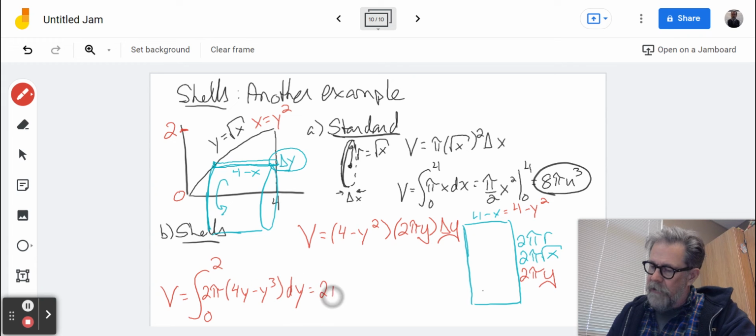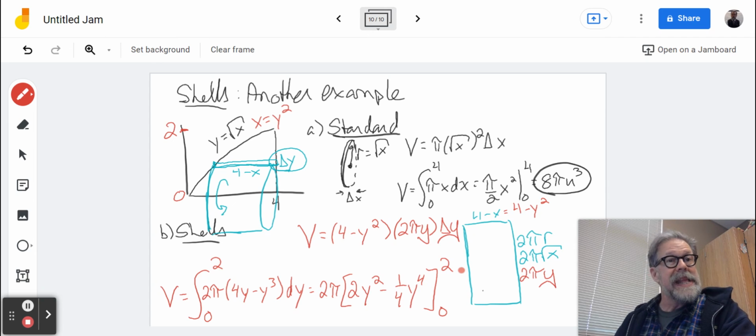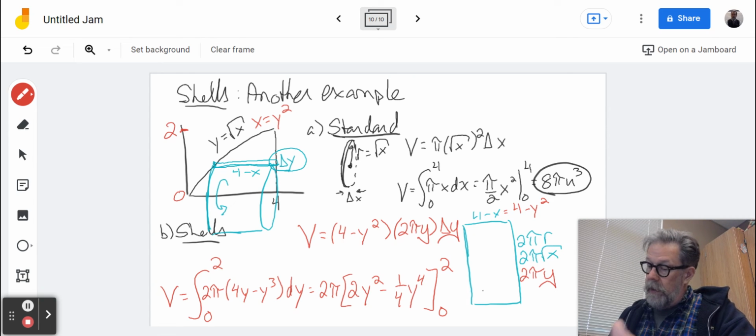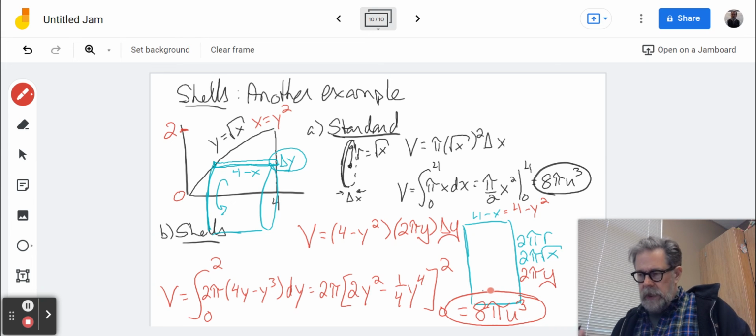The 2 pi comes out front. I take the antiderivative of 4y minus y cubed, which is 2y squared minus 1/4 y to the 4th, evaluated from 0 to 2. I love it when my lower bound is 0 and there's a y in every single one. Just makes life so fun. And doing the math, plugging in the 2, what I end up with is, no surprise at all, 8 pi units cubed.